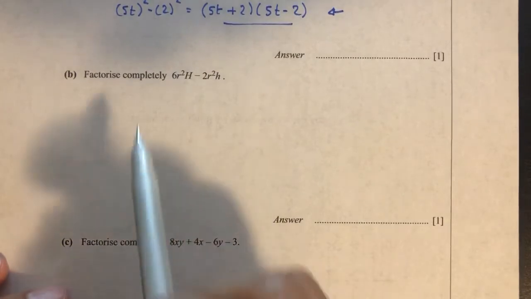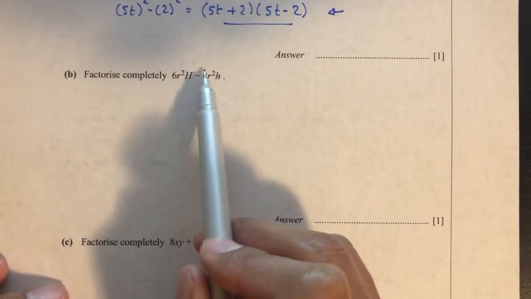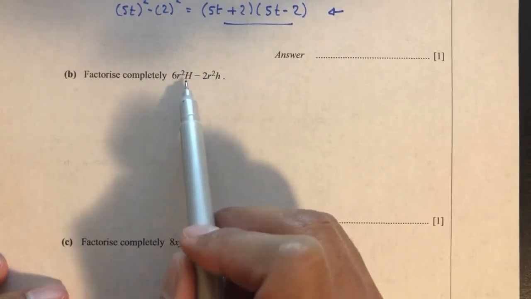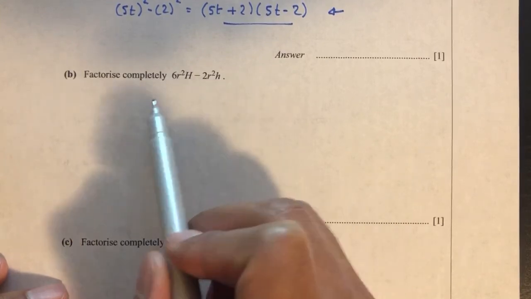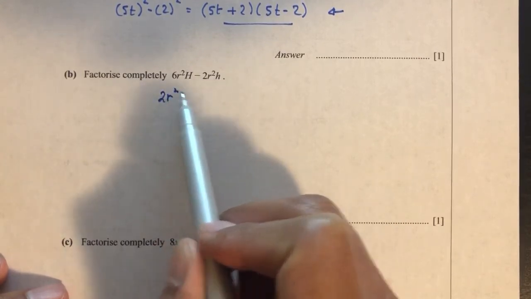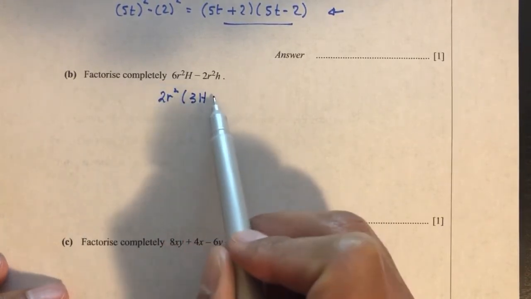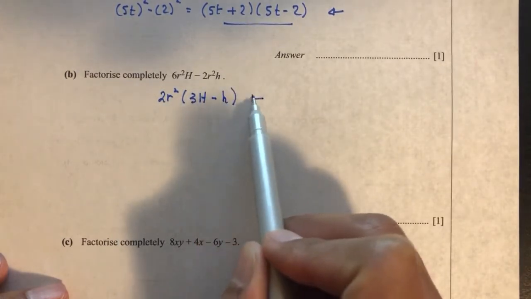Now for part B, factorize completely 6r squared H minus 2r squared h. These two terms are not the same, they are different. As you can see, one is capital H and the other is lowercase h, so not the same. So we can take 2 out and r squared out. What's remaining is 3 big H minus small h. And that is your answer for part B.